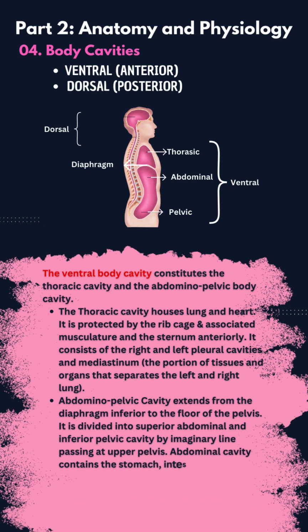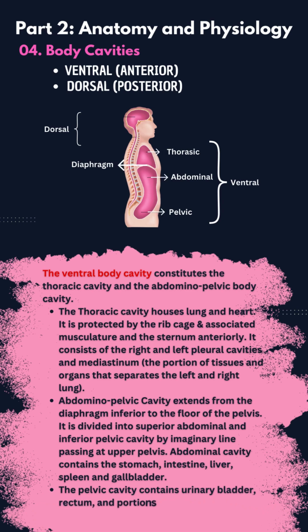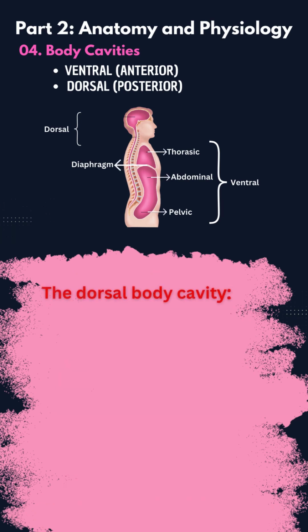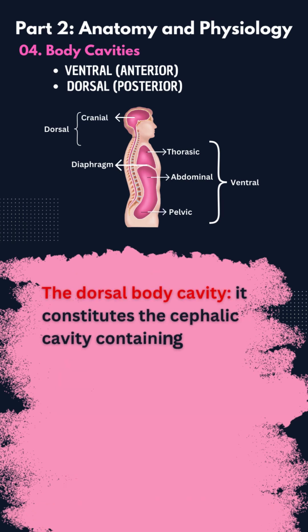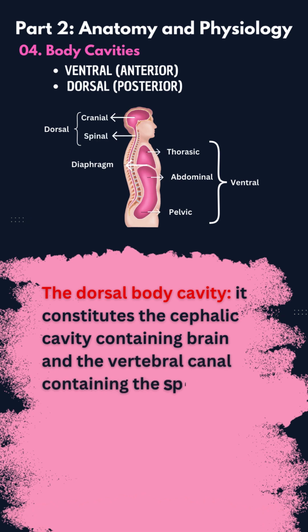Abdominal cavity contains the stomach, intestine, liver, spleen, and gallbladder. The pelvic cavity contains urinary bladder, rectum, and portions of the reproductive organs. The dorsal body cavity constitutes the cephalic cavity containing brain and the vertebral canal containing the spinal cord. Hope you have understood the body cavities.